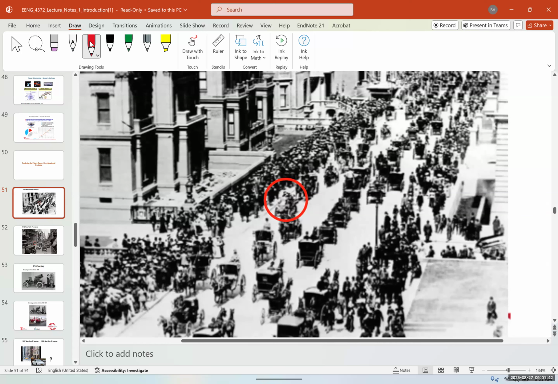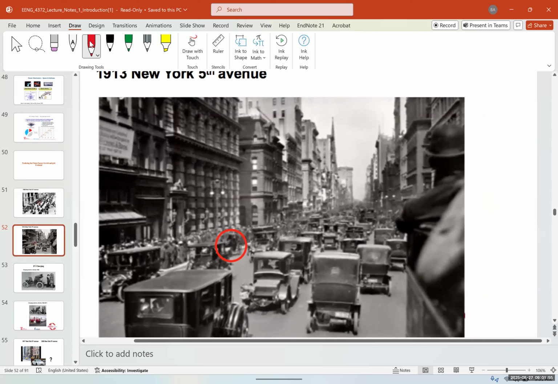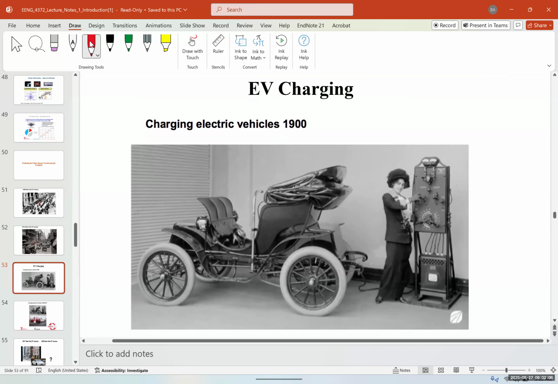The first electric vehicle came out in the 1820s, like 50, 60 years before we had internal combustion engines. We had EVs. And this is another picture from another era. This is 1913. You would see that we have one EV and the rest of them are internal combustion. Oh, that's a good question. This is how they charged it.